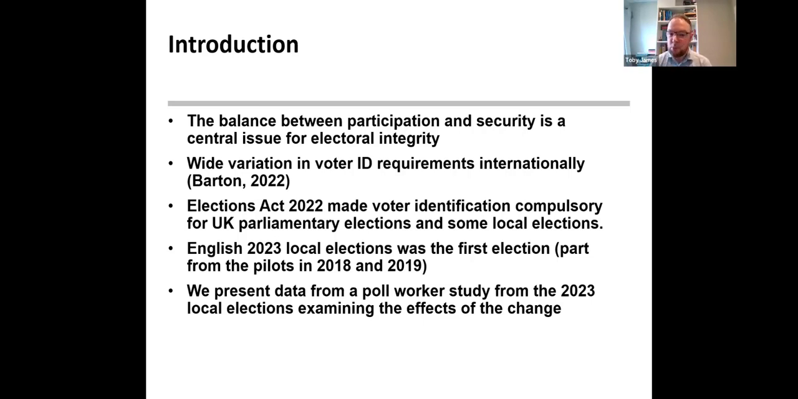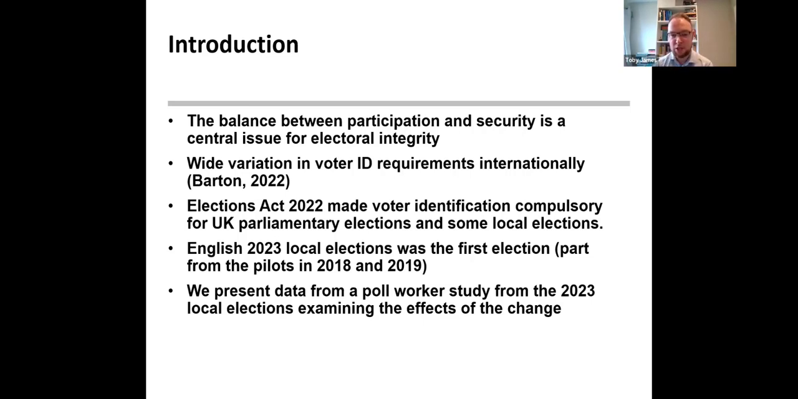So just by way of broad context, voter ID really is a big issue when we're trying to design electoral institutions. And one of the reasons why this is so difficult is that when we're trying to design and run elections, we're often trying to deliver many competing goals. So this is both security for the voter and the voting process, but also participation. It's sometimes suggested that they are in conflict with each other, and maybe there is some sort of trade-off.